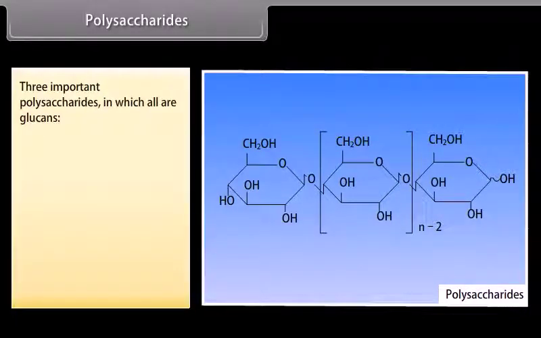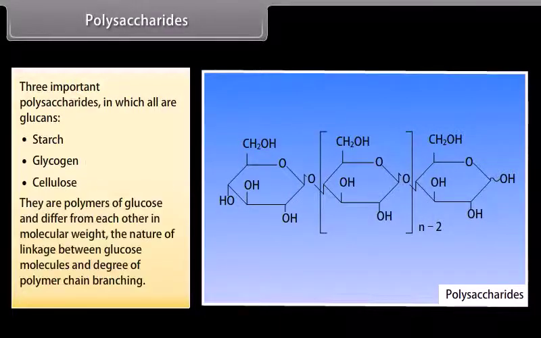Three important polysaccharides, all of which are glucans: starch, glycogen, and cellulose. They are polymers of glucose and differ from each other in molecular weight, the nature of linkage between glucose molecules, and degree of polymer chain branching.